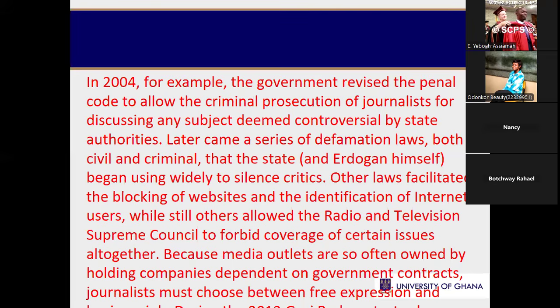Now, let's say you are media and you want to discuss this matter. Then you see that the government may want to use this particular law: criminal prosecution of journalists for discussing any subject deemed controversial by state authorities. They later came and made a series of defamation laws, both criminal and civil. So Erdogan and his party, his executives, used these laws to widely silence people who were critical of the regime.